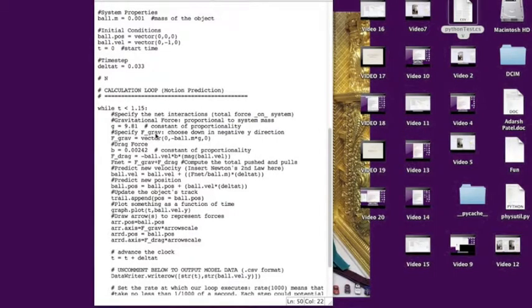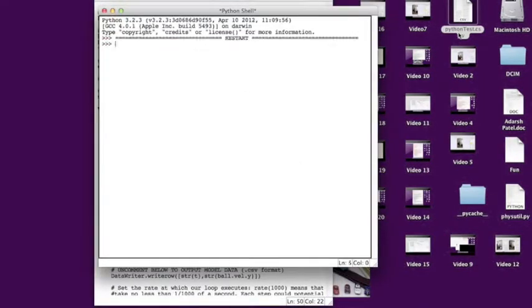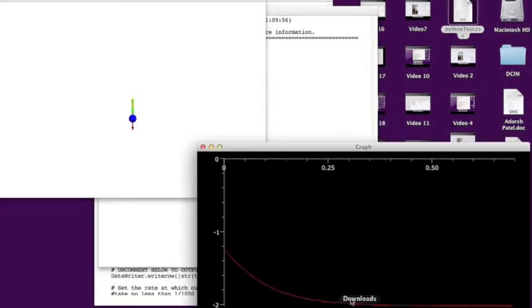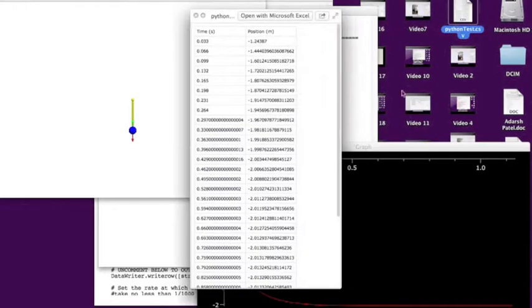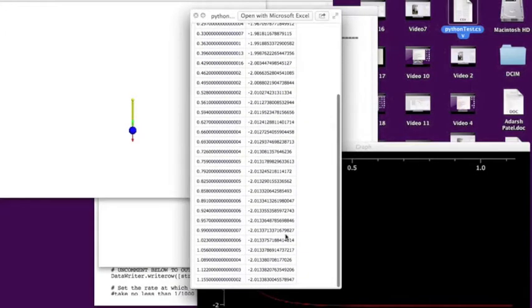On the other hand, in the model with the drag force, the initial velocity is still 1 in the negative y direction. However, when I run this model, there is a clear indication of terminal velocity reached, and you guys can see that by the straight line right here, and it is also clearly evident in the data output. The object reaches a terminal velocity of negative 2.01 meters per second.